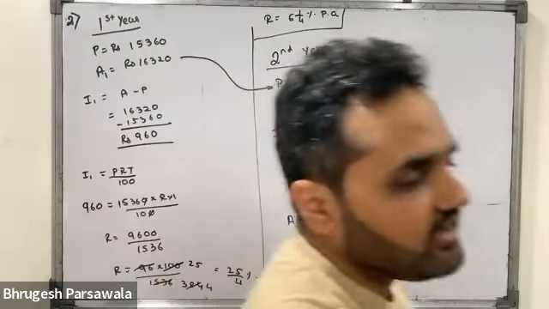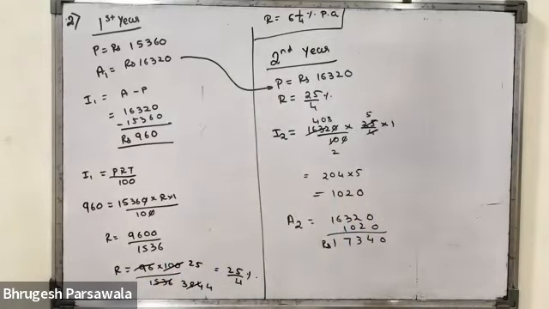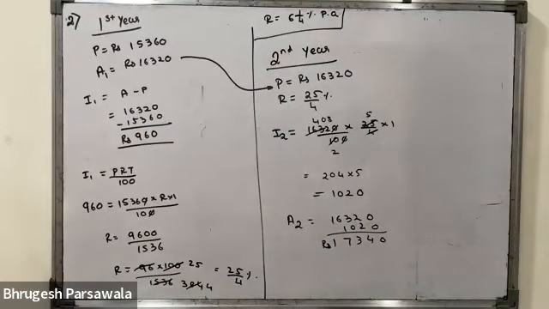Underline it in every one. Amount at the end of the first year is given. Are you all with me, beta?